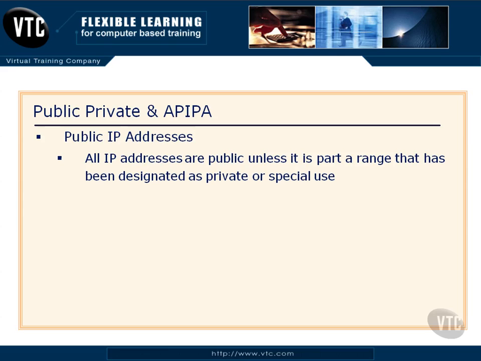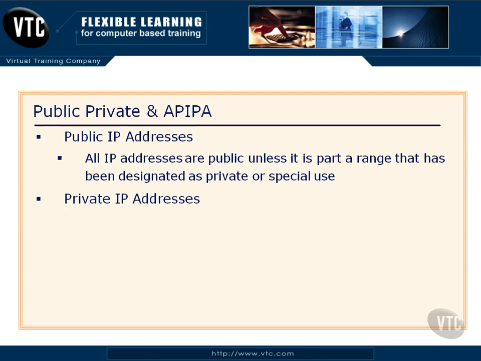a range that has been designated as private or special use. A good example of special use would be 127.0.0.1. That is a loopback address. If I ping that address, or if I try to reach that address, it's just going to bounce the signal around in my computer and send it right back. It's like calling home. You get a busy signal, okay? And then there are some other ones out there.